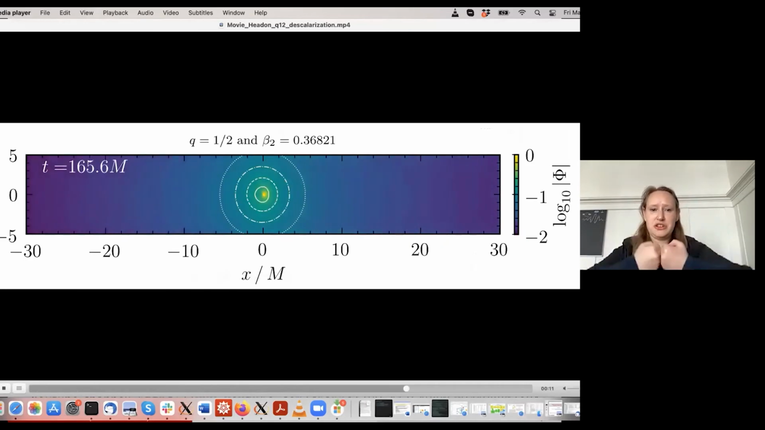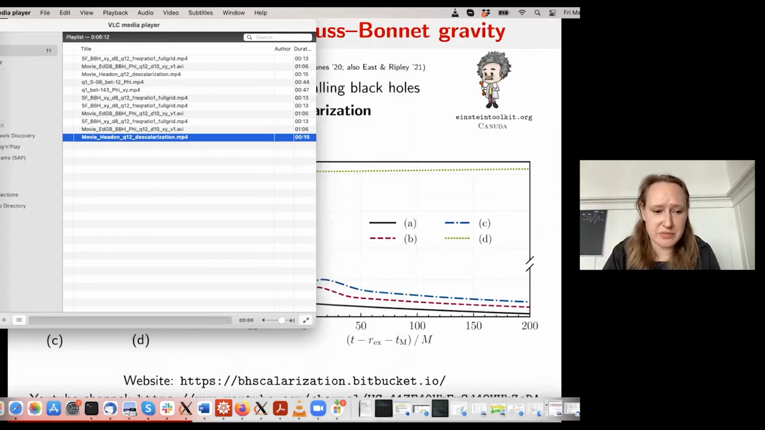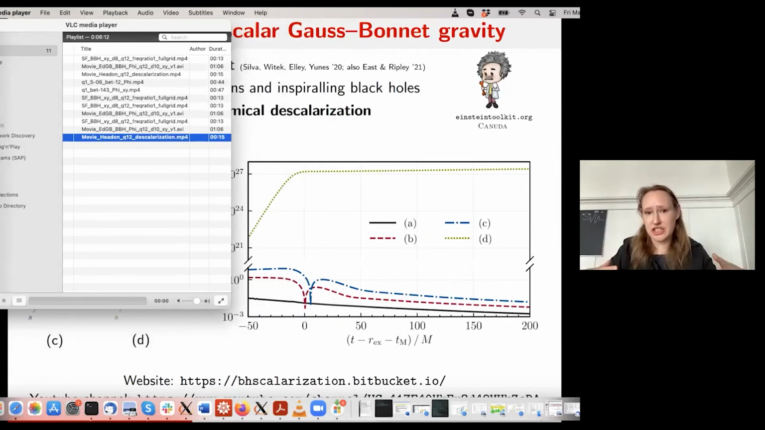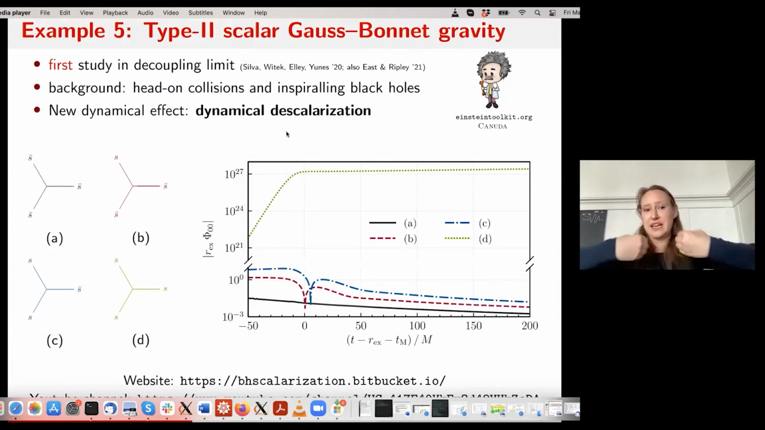And as they merge, they form a larger mass black hole. Larger mass means smaller curvature. In fact, the curvature is so small that it no longer supports the scalar field, and the scalar field just dissipates. So instead of dynamical scalarization, we found dynamical descalarization. In this case, you may have the scalar field present in the inspiral close to the merger, and then it dissipates after the merger.